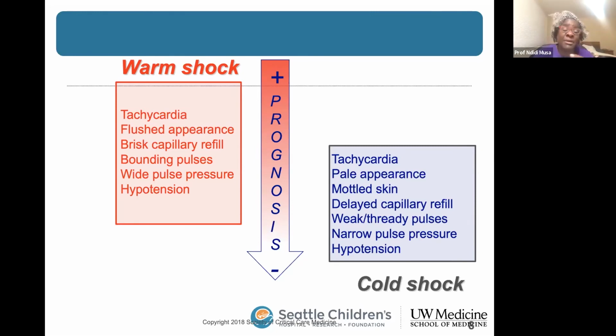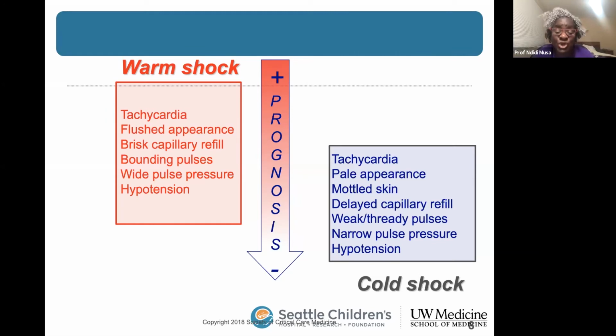Warm shock, both types of shock or physiologic type of shock have tachycardia in appearance, okay? They're both tachycardic. But where they begin to distinguish, in warm shock, you have a flushed appearance, you have a brisk capillary refill, you have bounding pulse pressure, you have a wide pulse pressure, and you also have hypotension because it's causing arterial vasodilation. So you do have supply to that side, but you don't have adequate delivery to the tissues.